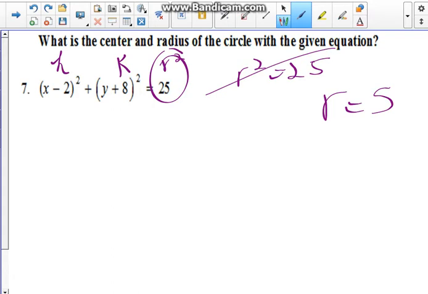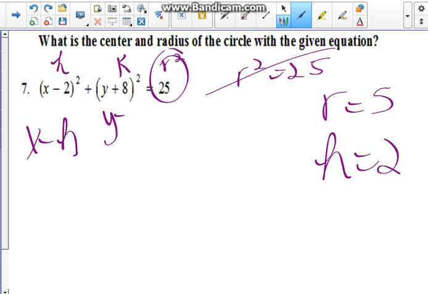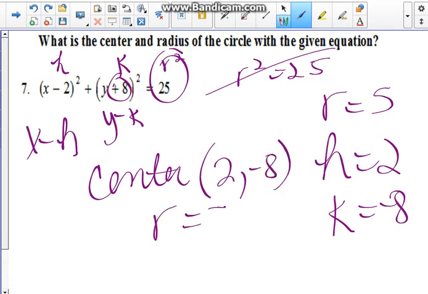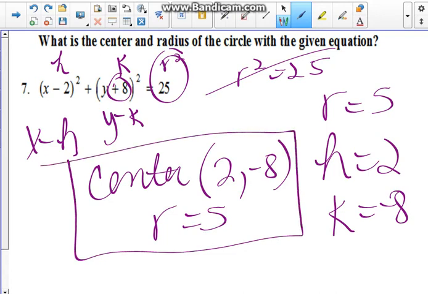So now our h, we know the formula goes x minus h. So h is equal to 2. And it's y minus k. So for that to be a plus 8, k has to be a negative 8. So the center is h, k, so our center is 2, negative 8. And the radius is equal to 5. And that's our answer.